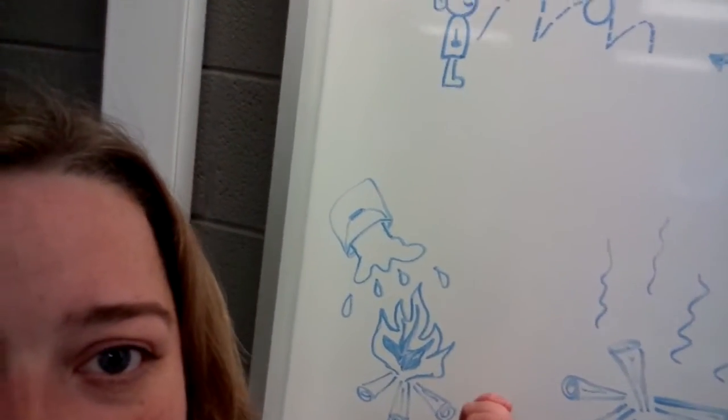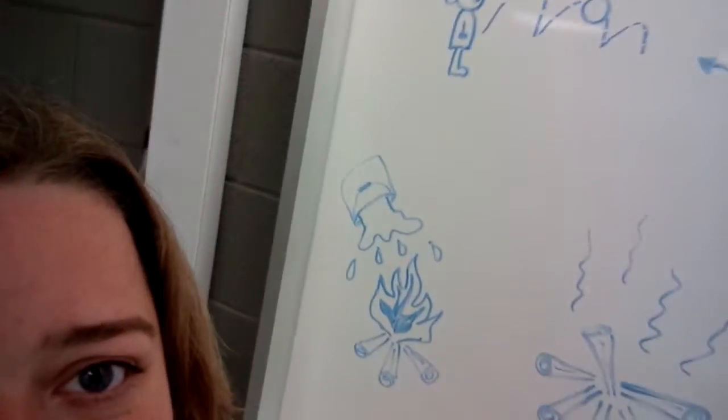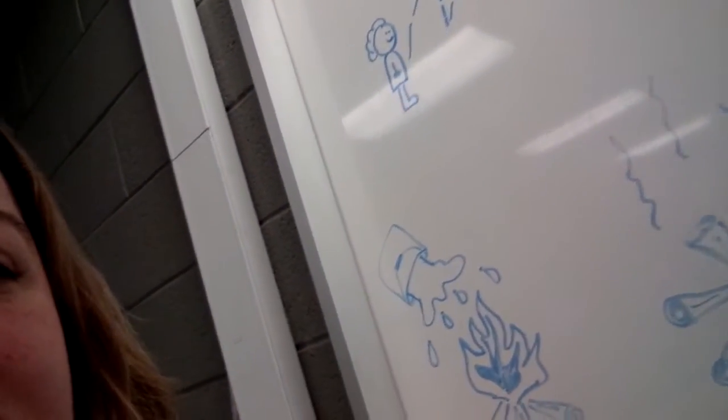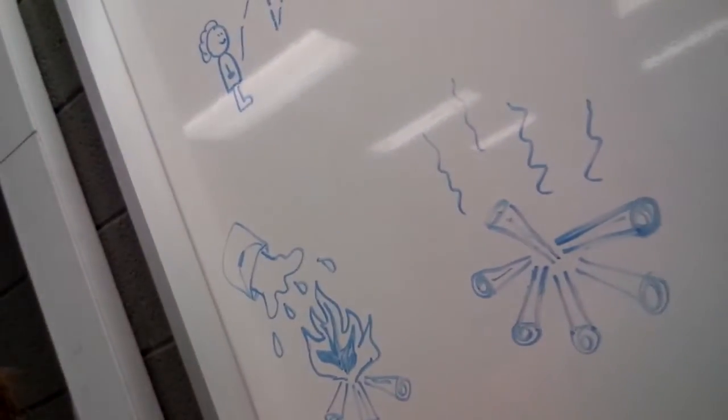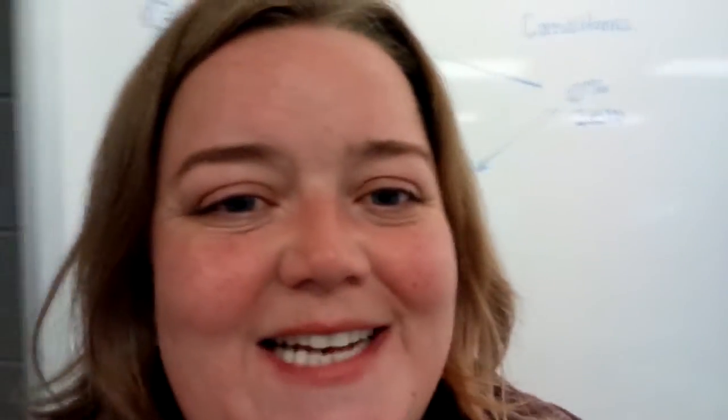So these two are actually zero conditional sentences. If a ball goes up and bounces, gravity will bring it down. If water is poured on a fire, then the fire will go out. So today, what we're going to talk about next is to explain first conditional sentences.